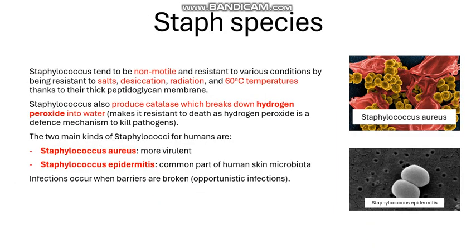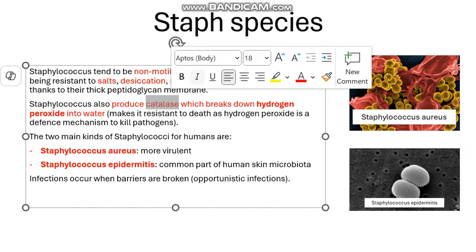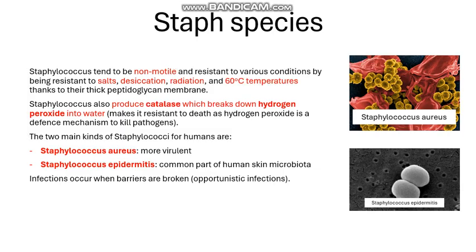Staphylococcus also produce catalase enzymes which break down hydrogen peroxide into water, and this is something that distinguishes them from streptococci that we're going to go over in the future, because streptococci are unable to produce catalase enzymes, and so they're unable to break down hydrogen peroxide into water.